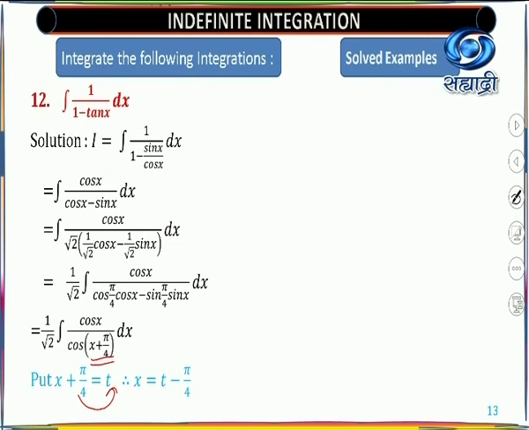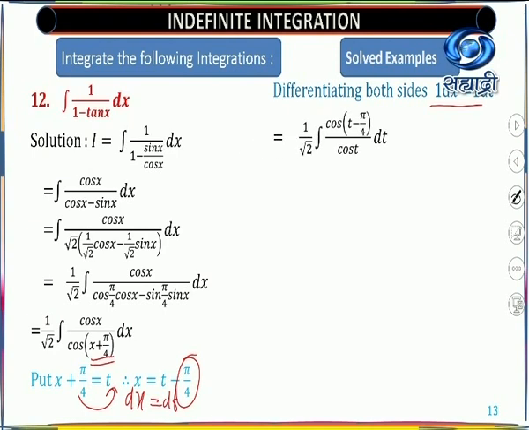Now once you have x equal to this, you need to differentiate. Differentiating both sides, what will you get? The derivative of pi by 4 is 0. Here you will get dx and here you will get dt, so 1 into dx equals 1 into dt. So what will be the next step? Next, you need to substitute now in your I.